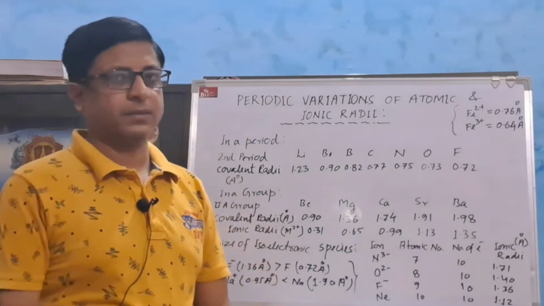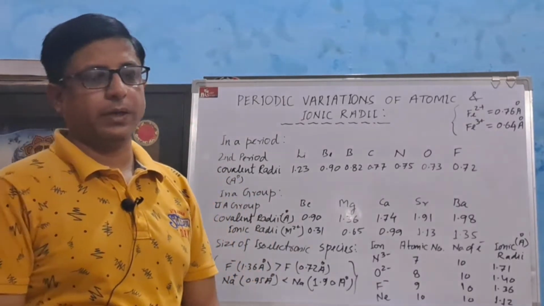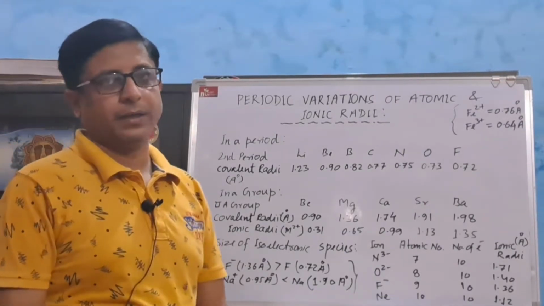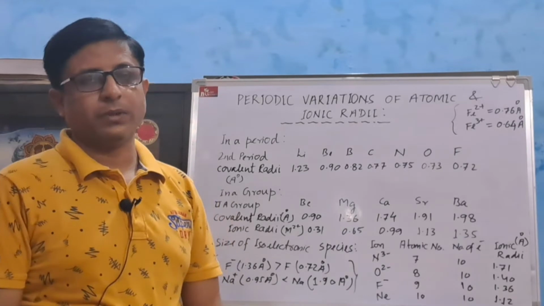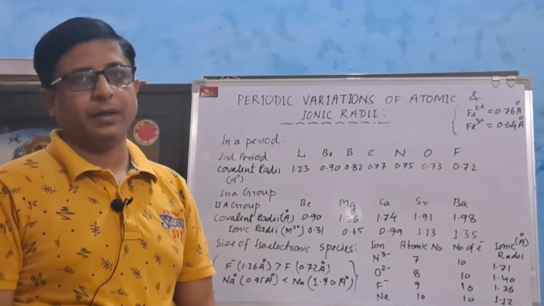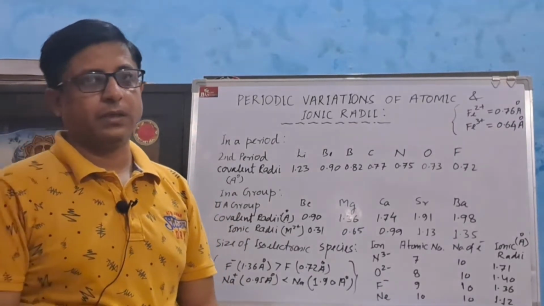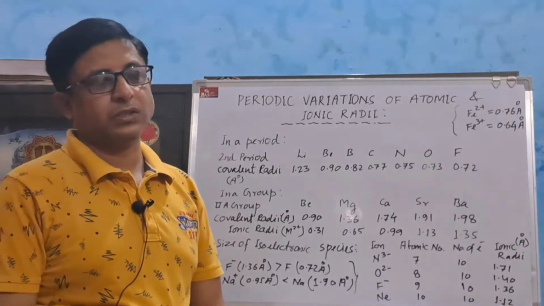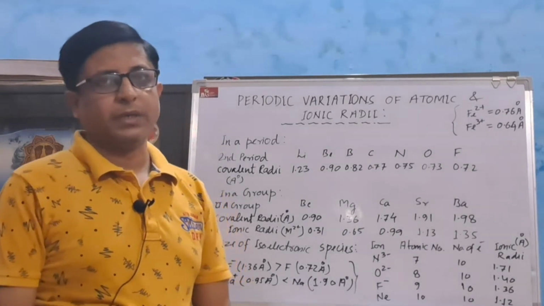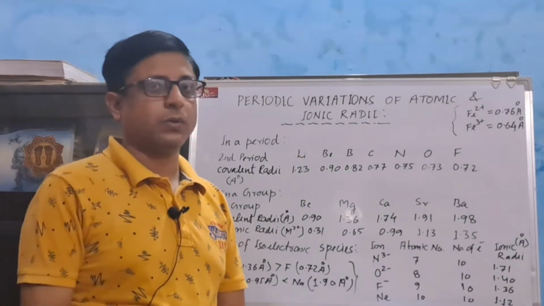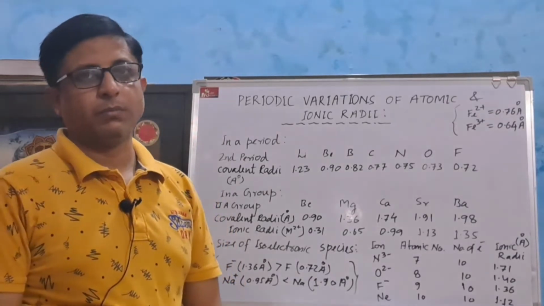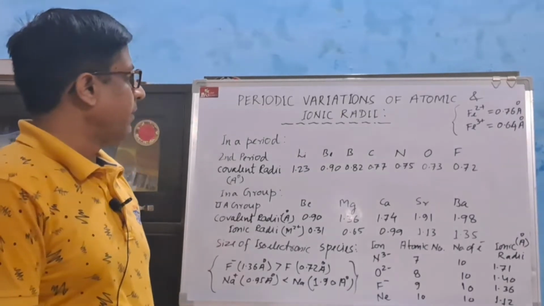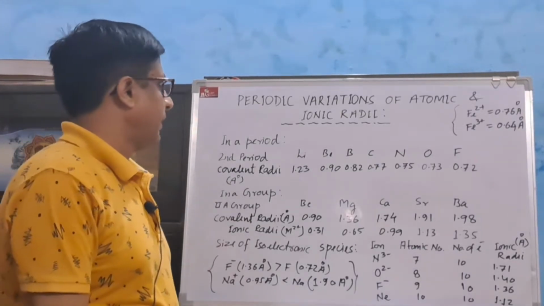Today I shall discuss one important topic in inorganic chemistry, which is periodic variations of atomic and ionic radii. If you are preparing for 12th board exam or IIT or NEET exam, then there are at least 4 to 5 questions from this section. So this section is important from the competitive examination point of view, and also from the point of view of your board examinations.